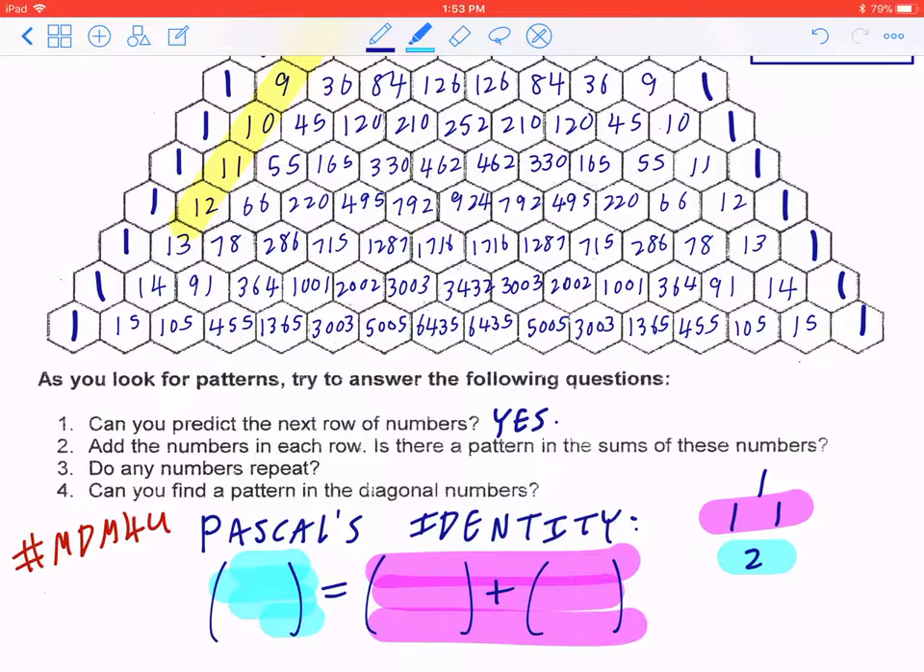Number 2, 3, and 4, add the numbers in each row. Is there a pattern in the sums of these numbers? Do these numbers repeat? Can you find a pattern in the diagonal numbers? We kind of talked about this. Just try this. I'm going to see you in part 2, and we're going to continue with more math. I hope this makes sense.